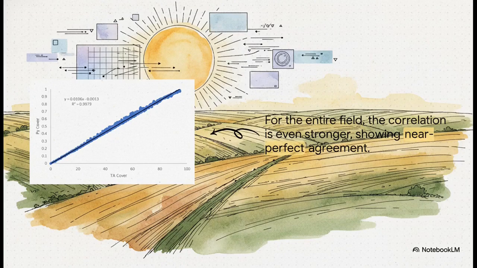Now, let's look at the data from the entire field. We're talking hundreds of plots out there in the sunlight. The result? It's even more impressive. I mean, those data points form an almost perfect line. It's a stunning level of agreement between our new script and the established software.